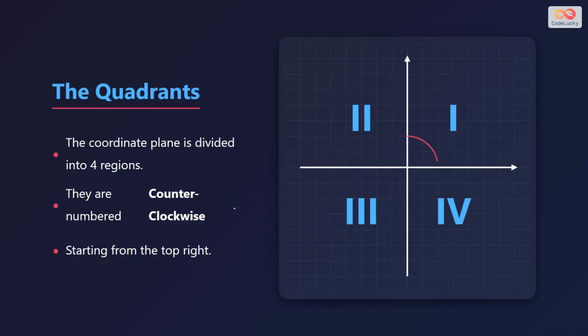First, let's look at the coordinate plane. It is divided into 4 regions called quadrants. We number them 1 through 4 using Roman numerals, starting from the top right and moving counterclockwise.